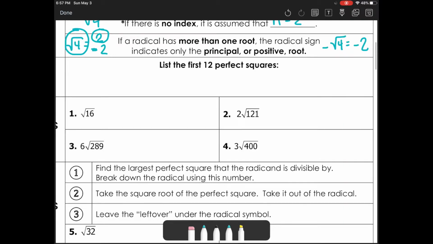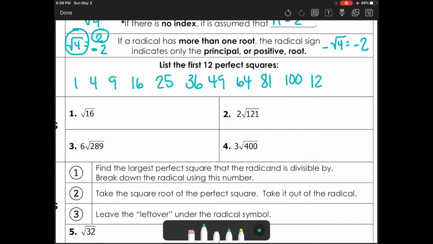All right, take a moment, pause the video, and list the first 12 perfect squares. All right, let's see if you're right. Remember that to find the perfect squares, you multiply the number times itself. 1 times 1, 2 times 2, 3 times 3, 4 times 4, and so on. And we'll go up to the first 12, which would be up to 144, okay?